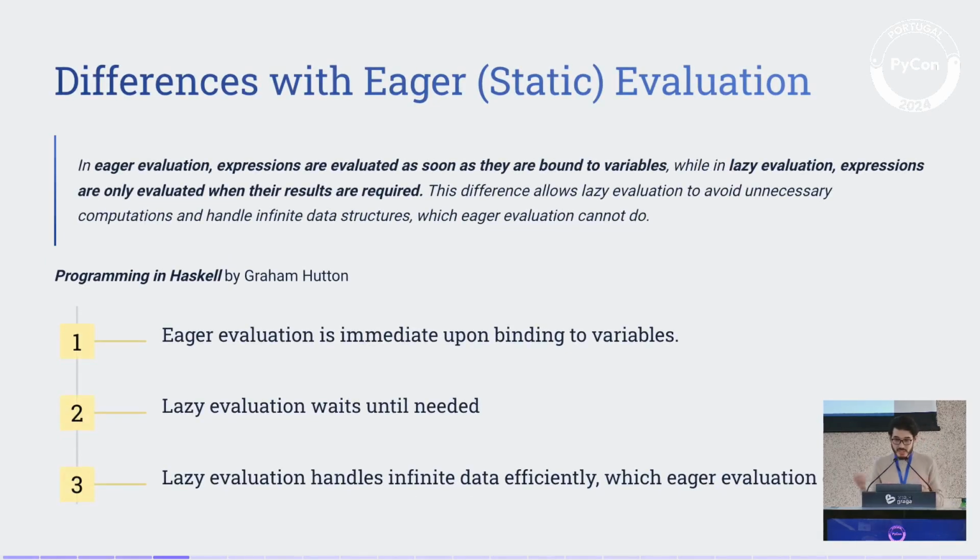So what's the difference with static evaluation or eager evaluation? The key difference between lazy evaluation and eager evaluation is that eager evaluation evaluates the expressions immediately upon binding with a variable. So right when we start using the variable there, we are going to be doing the calculations of what we are expecting as a result. On the other hand, lazy evaluation delays these calculations until we really need the result.